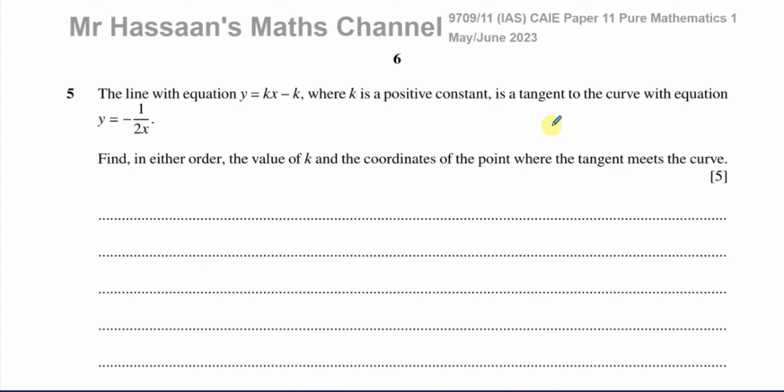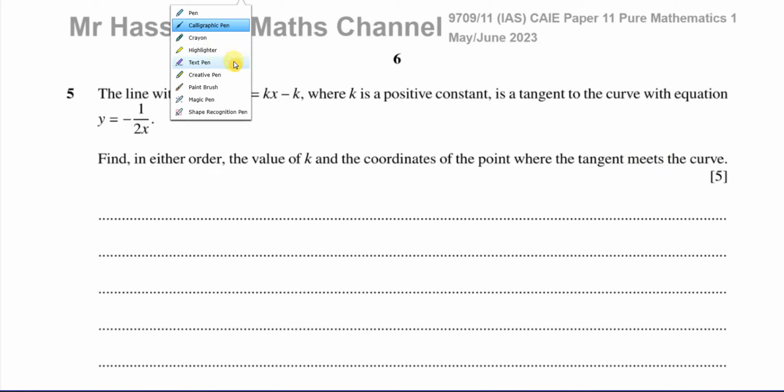This question here is about a line with the equation y equals kx minus k, where k is a positive constant. So this is a straight line, which is a tangent to the curve with the equation y equals minus 1 over 2x. Find, in either order, the value of k and the coordinates of the point where the tangent meets the curve. Right, so we have to take care of a few things here.